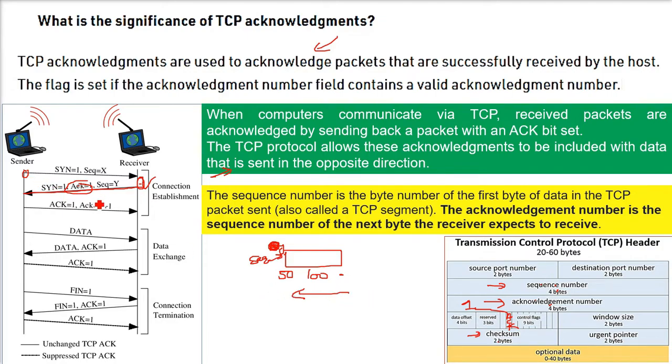Okay, I hope you got the idea. 50 is the number of the first byte that is being sent. The acknowledgement will be 51. The receiver is saying, okay, I got 50, now I am waiting for 51. Same thing: when it gets 51, it will give acknowledgement as 52. I got 51, now please send me 52. So the ACK will always be 1 plus the sequence number.